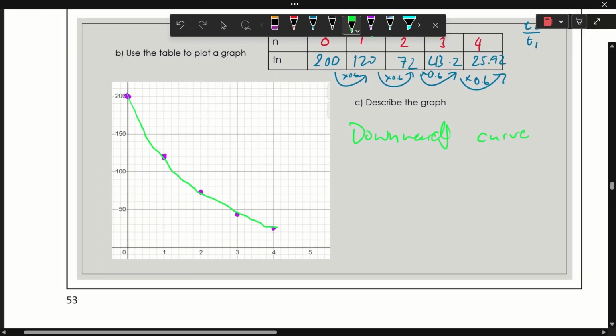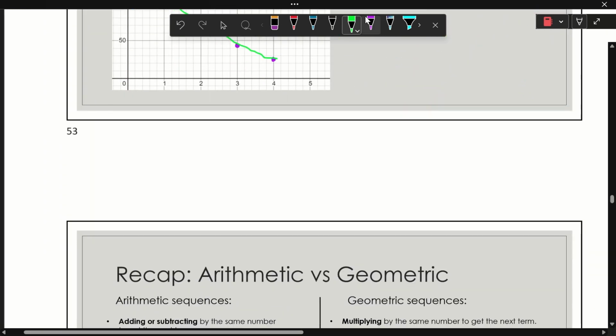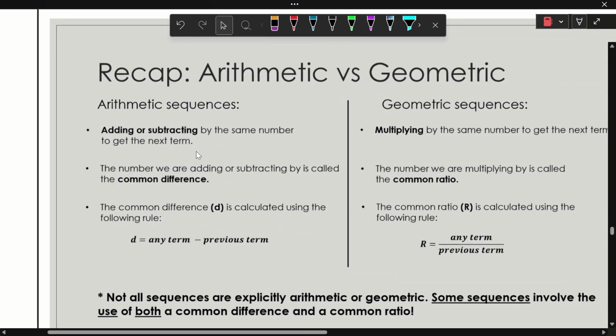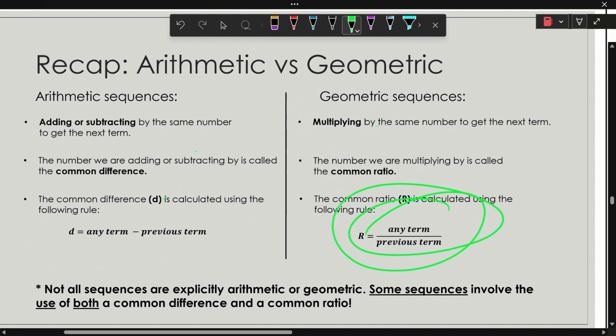All right. Any questions about that one? Not too hard, yeah? Really easy. So, again, quick recap. Arithmetic sequence, you're adding, subtracting, you've got the common difference, and this is how you find it: any term minus the previous. Geometric sequence, remember we're just working with multiplication. We're not really going to be dividing with geometrics. We use common ratios, and to find the common ratio, it's any term divided by the previous.